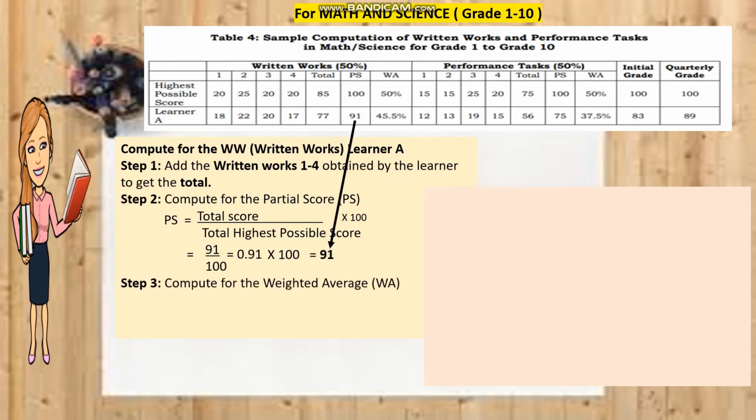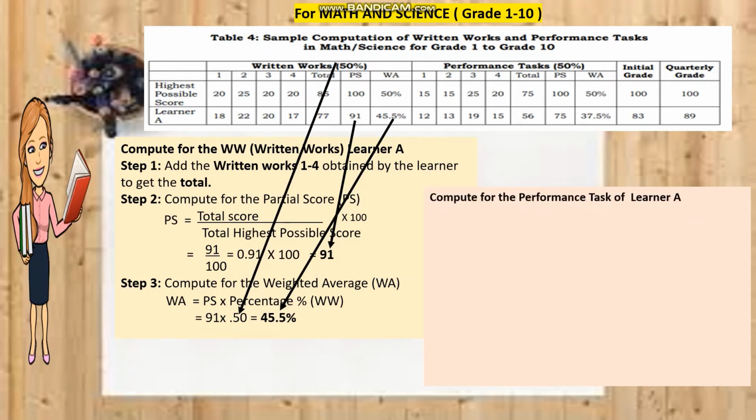Step 3. Compute for the weighted average. Weighted average is equal to partial score multiplied by percentage of the written works, equals 91 times 0.50, is equal to 45.5%. Weighted average in written works.